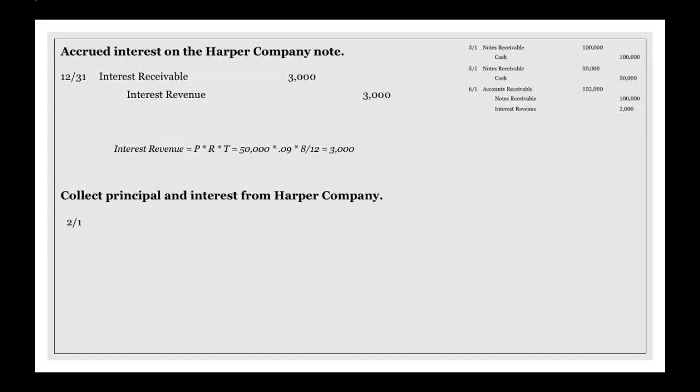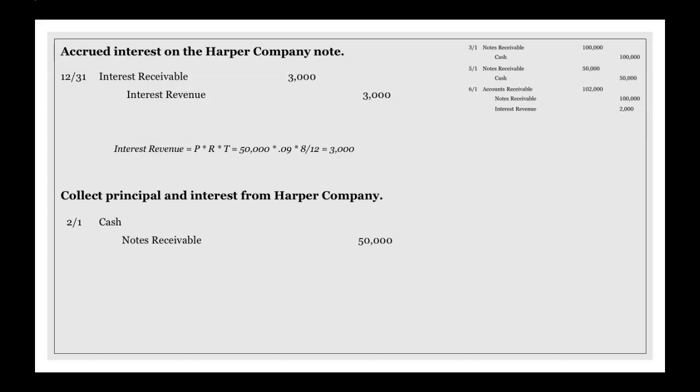Then February 1st rolls around, and we collect principal and interest from Harper Company. So what are we collecting? We're collecting cash, right? So we'll debit our cash. Then we have a few accounts that we need to credit. We need to credit notes receivable for $50,000. That's the principal amount that we are collecting, right? So we want to show that they don't owe us that money anymore. So we credit our notes receivable.